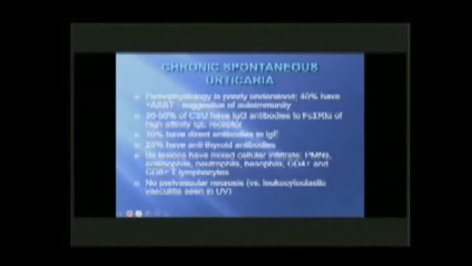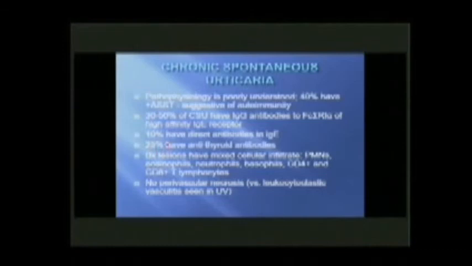So chronic spontaneous urticaria is actually the orphan condition in allergy, because its pathophysiology is very poorly understood. 40% of these cases have a positive autologous serum skin test. You extract the patient's blood, centrifuge it, separate out the serum, and re-inject that serum as part of an intradermal skin test. This suggests autoimmunity in these patients. 30 to 50% of them have IgG antibodies to the high affinity IgE receptor, specifically the Fc epsilon R1 alpha. A smaller percentage, 10%, have direct antibodies to IgE, not just the IgE receptor.